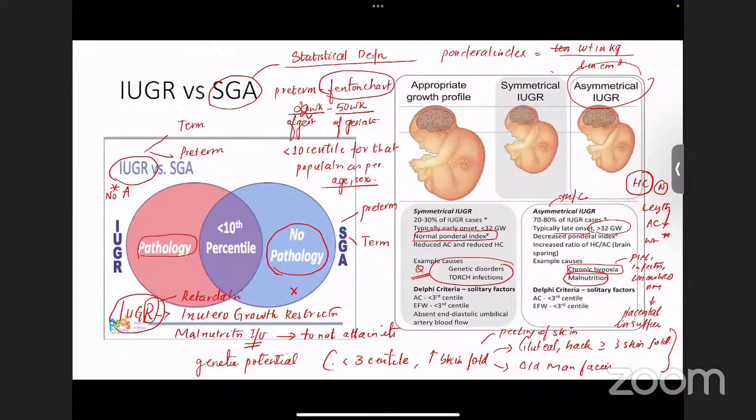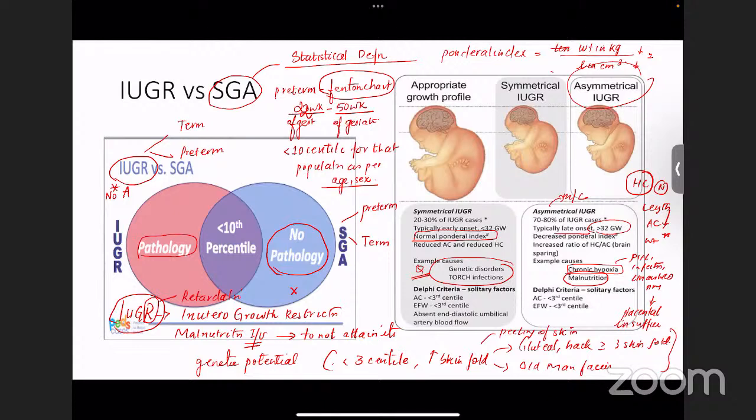In symmetrical IUGR, whenever you see, all parts of the body are affected. So your brain is also not spared. As a result, the weight and length are equally affected. As a result, the ponderal index will be near normal.